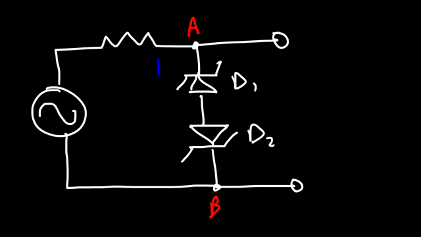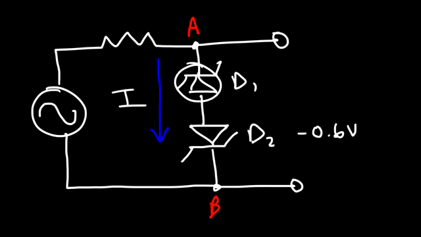So when current is flowing in this direction, notice that for D2, the arrow points in the same direction as the current. So in that case, that diode will be in its forward operating mode, which means it'll have a voltage drop of approximately 0.6. And this diode is in reverse mode because its arrow is opposite to the direction of the current. So its voltage drop will be 12. So therefore the voltage across A and B will be 12.6.